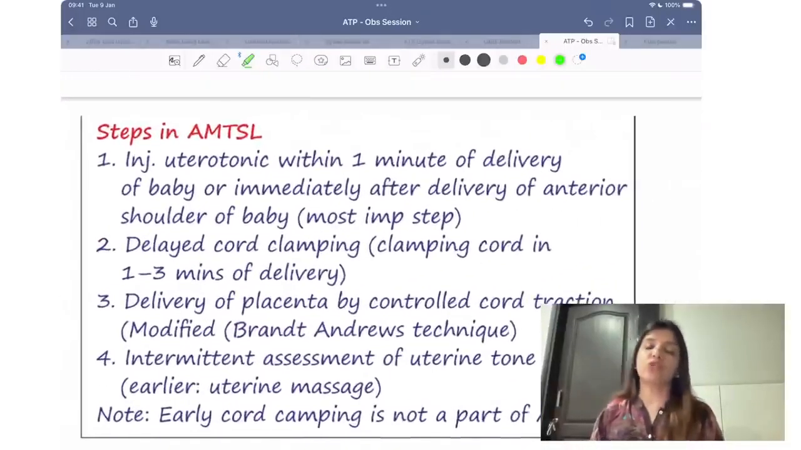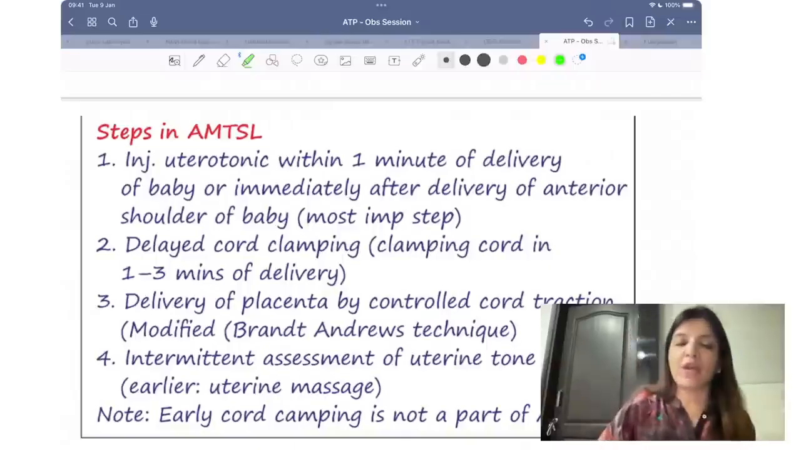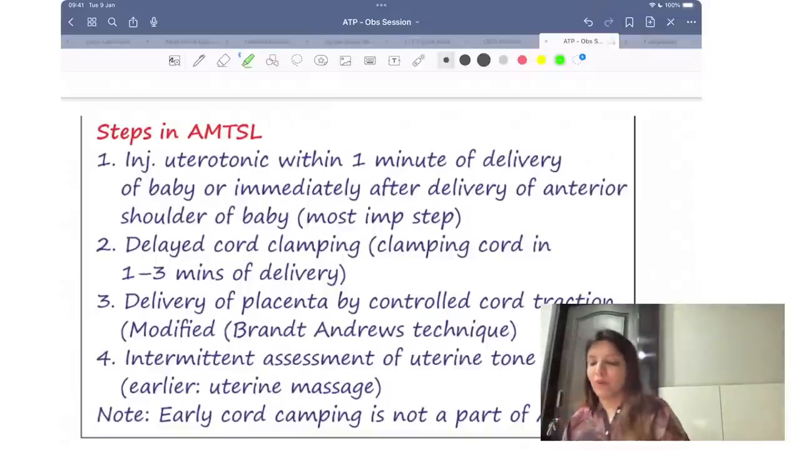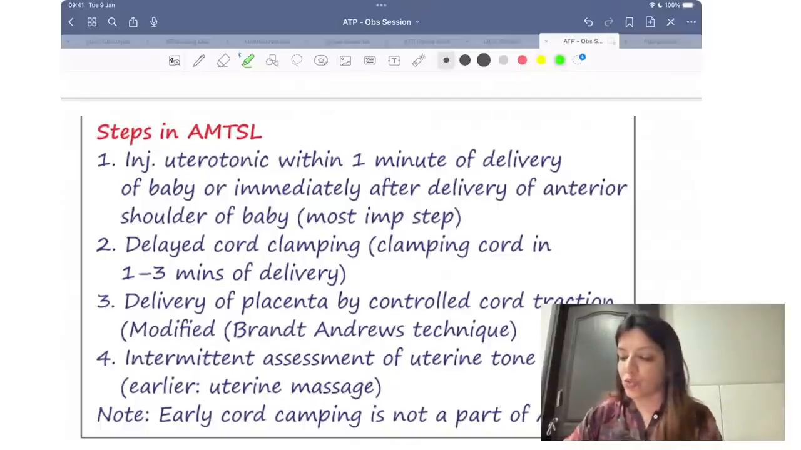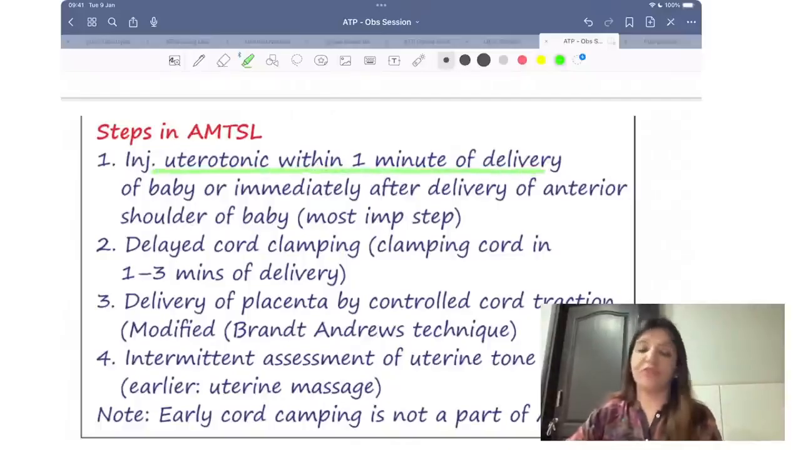Then, very, very important: what are the steps in active management of third stage of labor? These steps should be on your tips. Number 1 step is you have to give an injection of uterotonic within 1 minute of the delivery of the baby.